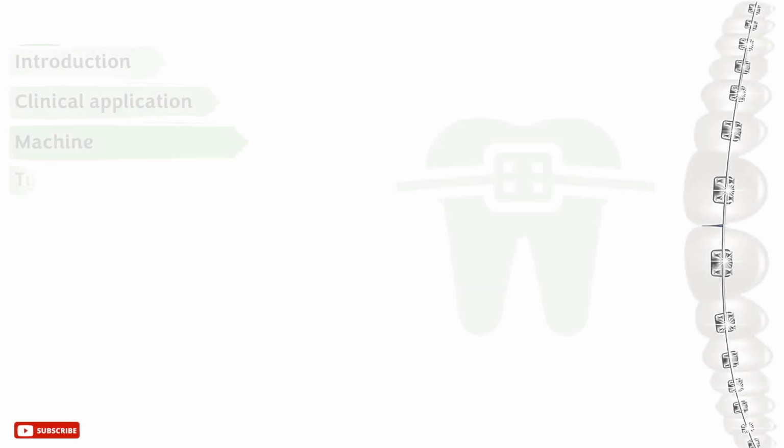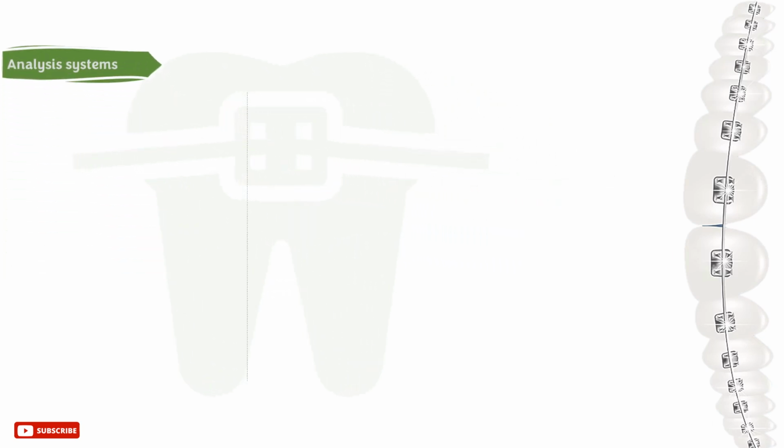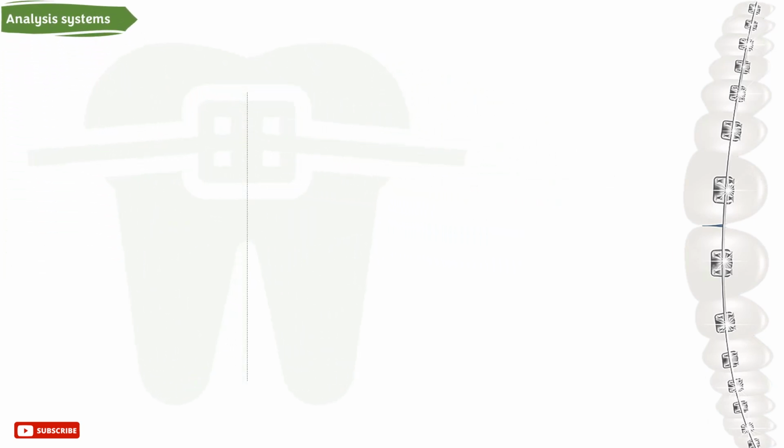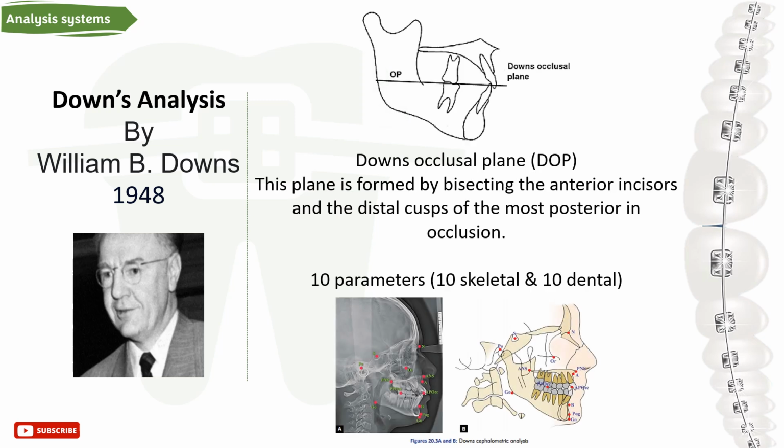Last but not least, we are going to get to know some different analysis systems and have a brief idea about each one of them. Downs analysis. It depends on the Downs occlusal plane. This plane is formed by bisecting the anterior incisors and the distal cusps of the most posterior teeth in occlusion. It has 20 parameters to be measured. 10 of them are skeletal and the other 10 are dental.